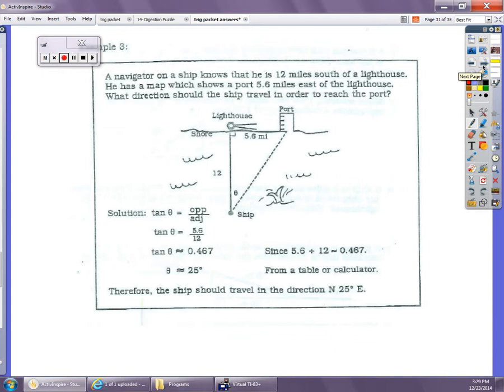So if we look at this, a navigator on a ship knows that he is 12 miles south of a lighthouse, and he has a map. So this just shows you an example of how far you could get with this. To figure this out, well, here's your angle, opposite, adjacent, which is tangent. You plug in your values. Alright, they simplified this first and then took the inverse. Either way is fine. So they showed you how they got that. You can skip that step if you choose to.